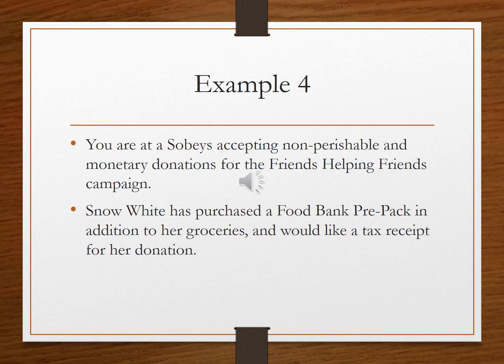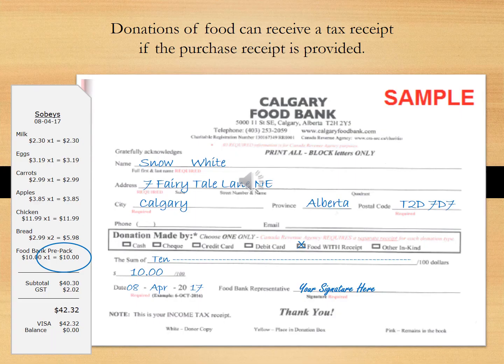For our fourth example, you are at a Sobeys accepting non-perishable and monetary donations for the Friends Helping Friends campaign. Our donor, Snow White, has purchased a food bank pre-pack in addition to her groceries and would like a tax receipt for her donation. In this example, the tax receipt is issued in the amount of the pre-pack, which is $10. Not for the entire grocery purchase like we did in example 2.